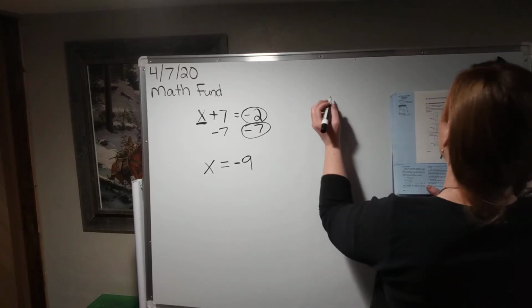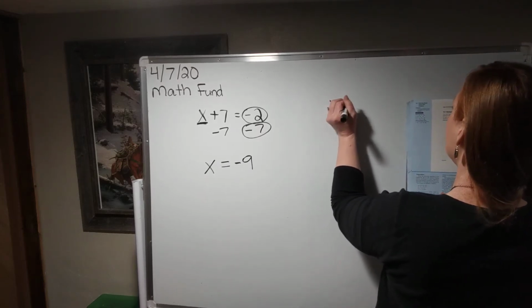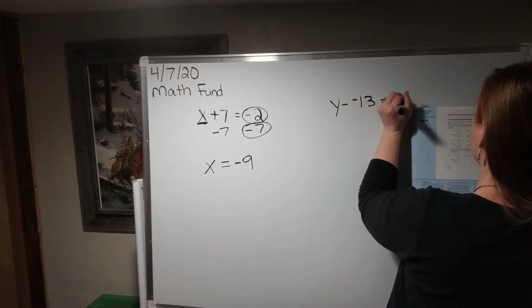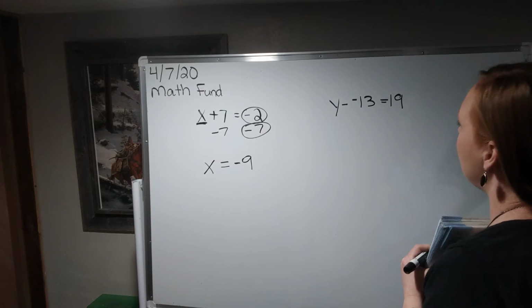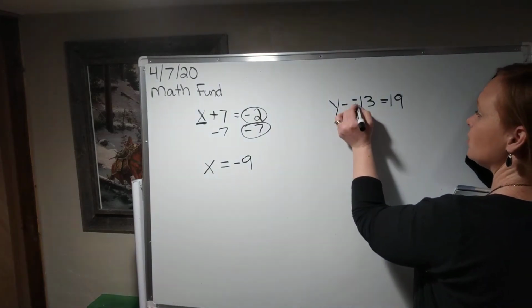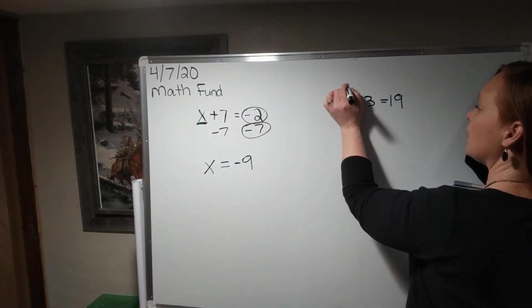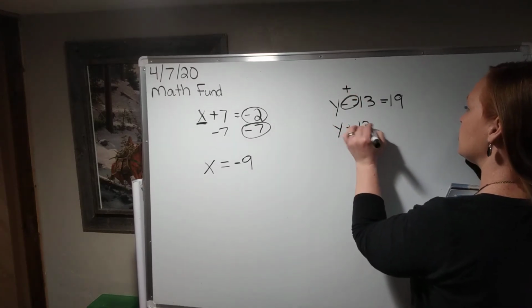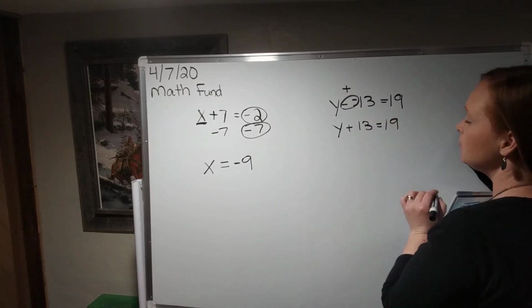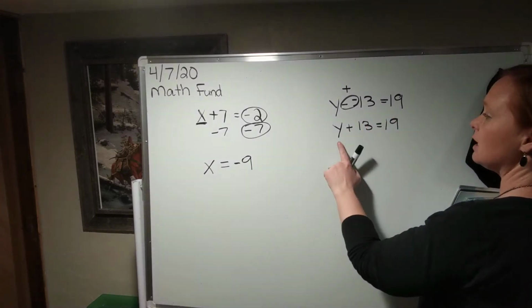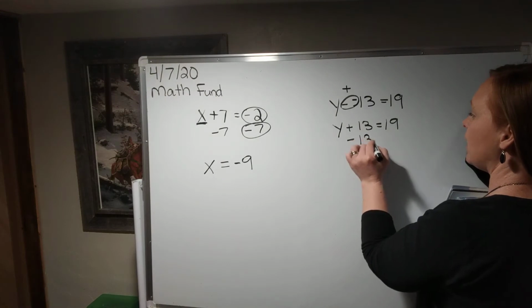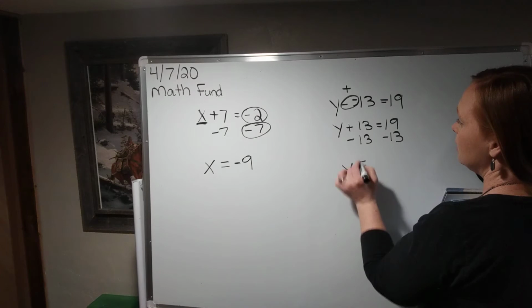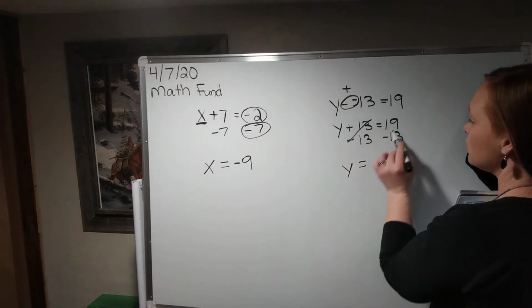Okay. Next example. y minus negative 13 equals 19. Okay, well, the first thing that I see here is I have two negatives right next to each other. Two negatives multiplied together equal a positive. So this should be y plus 13 equals 19. I want to get rid of the 13 and get the y by itself, so I'm going to subtract 13 from both sides. Okay, so I'm left with a y. These cancel out.